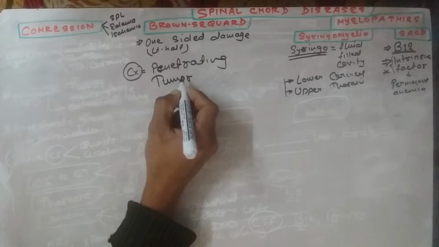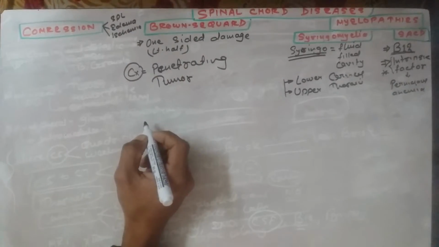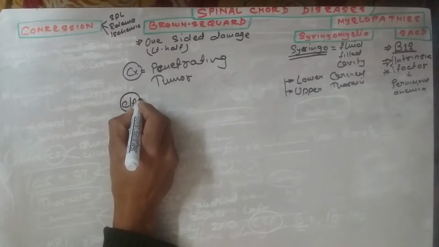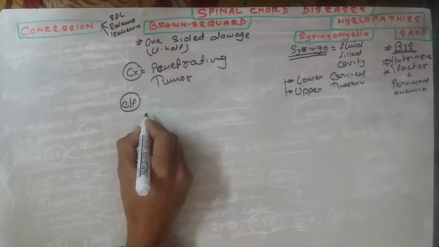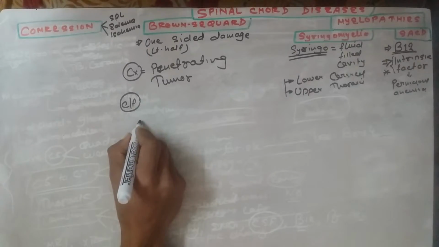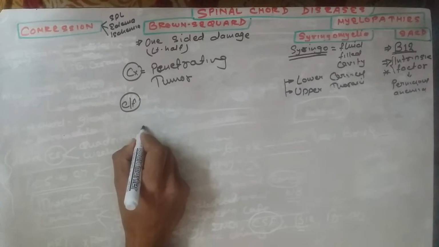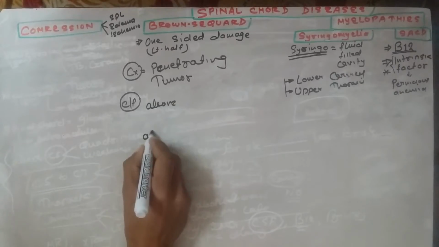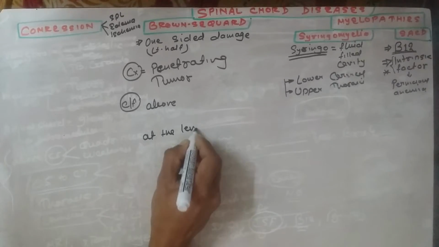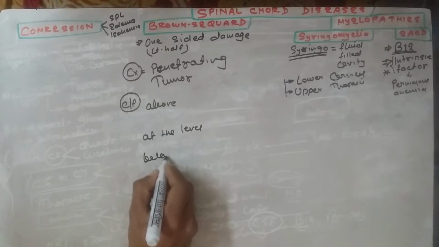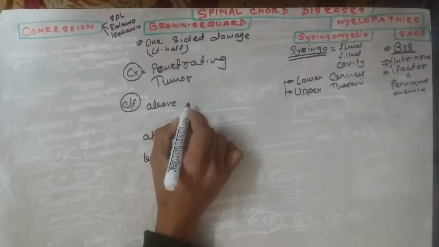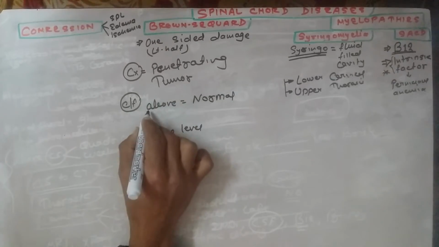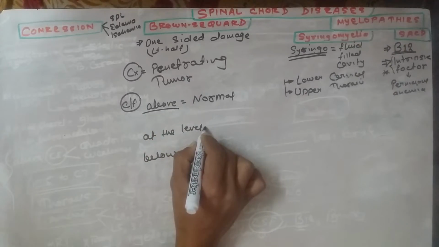So the actual thing we need to remember in Brown-Séquard is the clinical presentation, and we can divide it by what happens above the lesion, at the level of the lesion, and below the level of the lesion. Above the lesion, usually it is normal. So this is already finished. Now what happens at the level of the lesion?